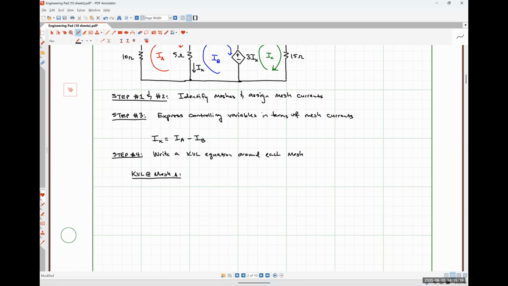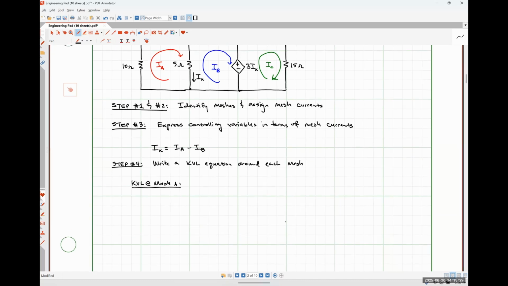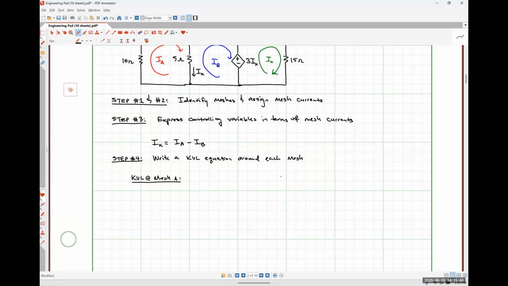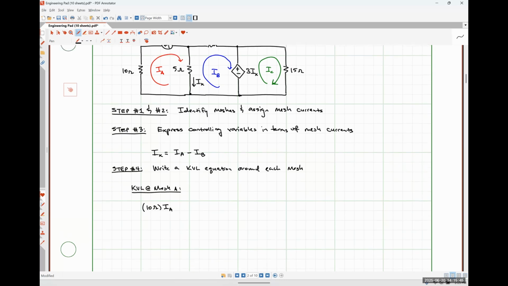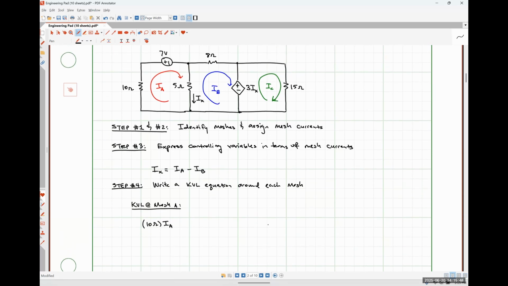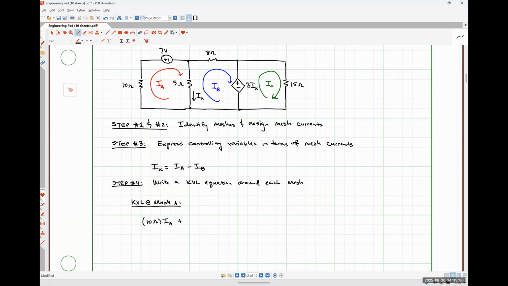I'm going to start from the bottom left-hand corner, and I'm just going to follow that mesh current around until I wind up at the same node that I started from. So we are always going to assume that the mesh current that we're following is flowing into the positive polarity terminals of any resistors that we see, okay? So that means that I would have 10 ohms times IA is my first term in my KVL equation for mesh A. Then I see the positive polarity terminal of the 7-volt source, so I'll have plus 7 volts.